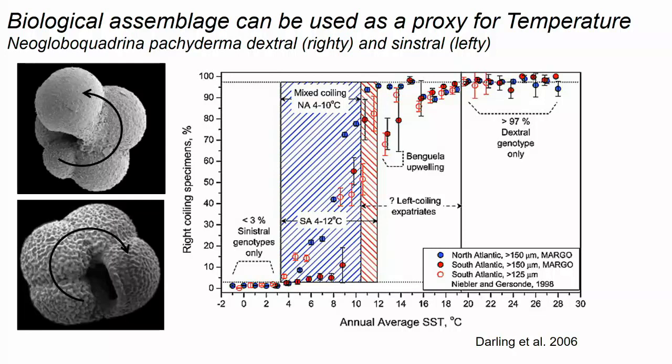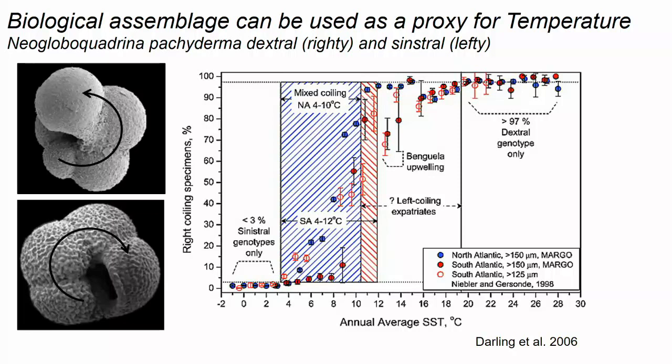So what you can do is what we call a proxy calibration. Okay, so we notice that at very cold temperatures, when you go out and scoop up the plankton out of the ocean, you tend to only find the left coiling version, whereas if you go to very warm bits of the ocean, you only find the right coiling version. Okay?